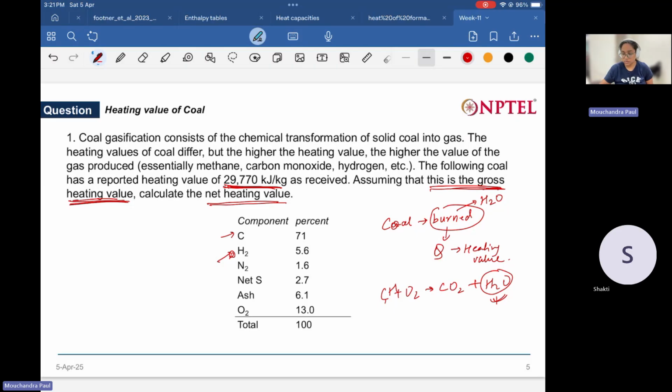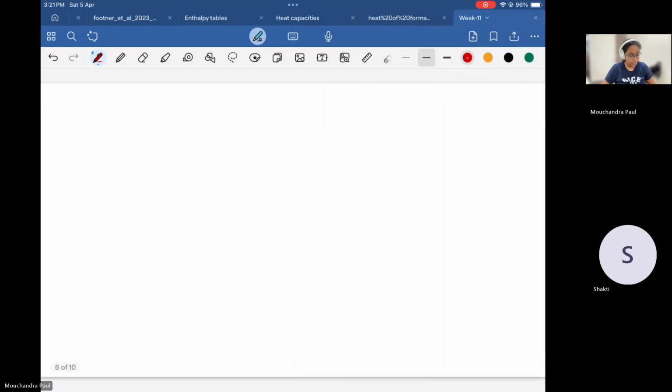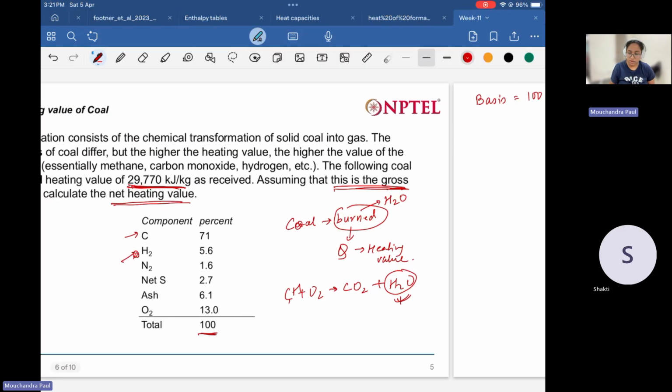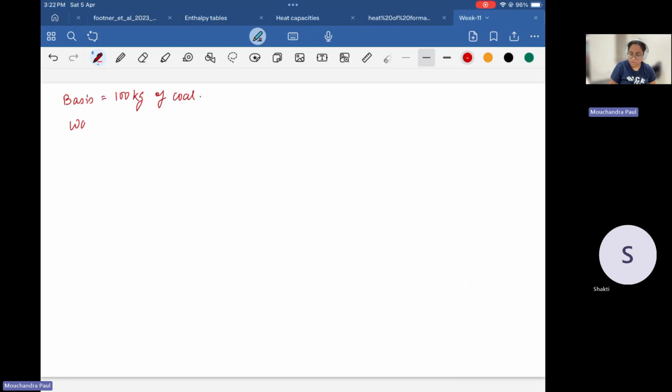Okay, so let's do this. Let's consider a basis of 100 kg of coal. Since the composition is given as 100%, if there is 100 kg of coal, then we can say that, let's say, 5.6 kg of H2 is there, or 13.0 kg of O2 is there. Let's then calculate the amount of water formed during combustion.